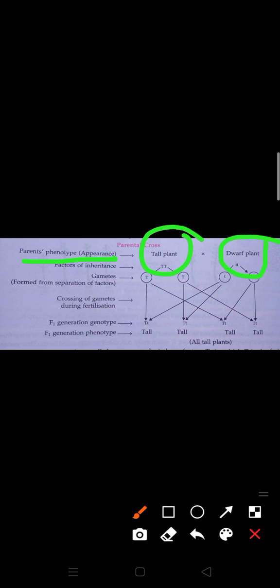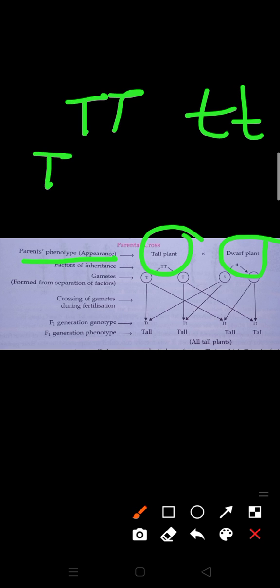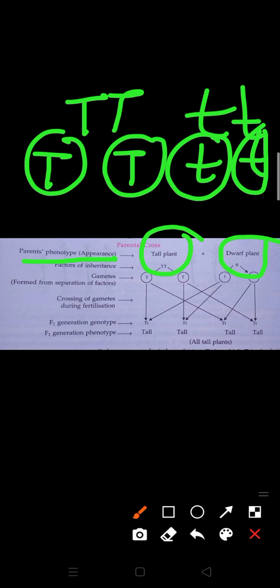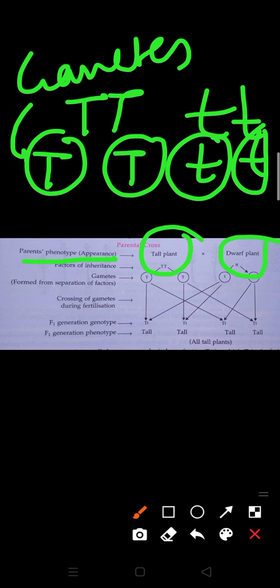If we do a cross between them, please keep this in your mind: in the parent cell the full set is present, but in the gamete half the number of chromosomes are present. You know it very well. These are known as the gametes. In this case you can see TT, capital TT, and small tt, how they are crossing. This is the main way to understand.